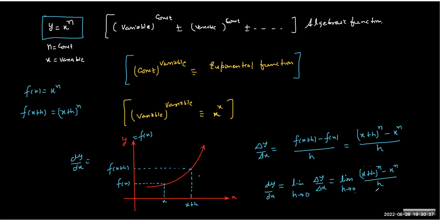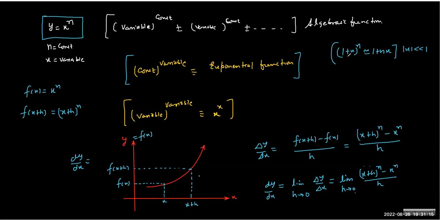Anyone remembers the binomial expansion formula? Anyone remembers the binomial approximation formula? (1 plus x) power n is roughly equal to 1 plus nx when mod of x is very, very small compared to 1. Anyone remember this one? No one remembers. Okay, very good.